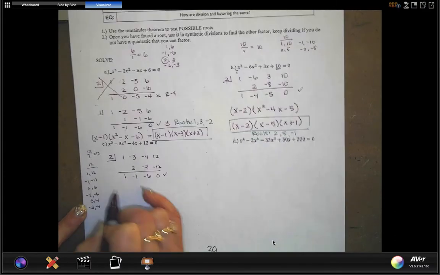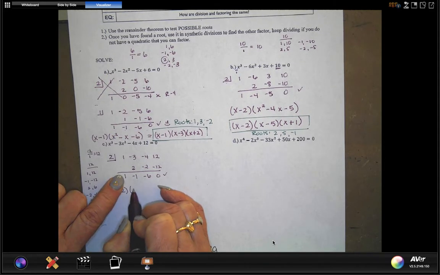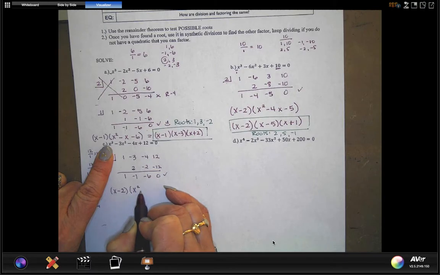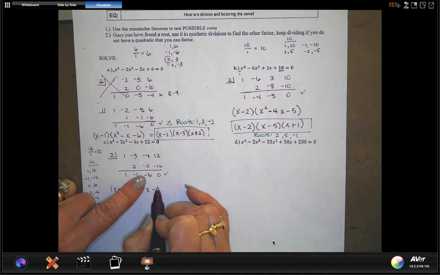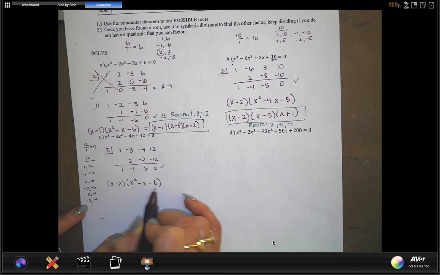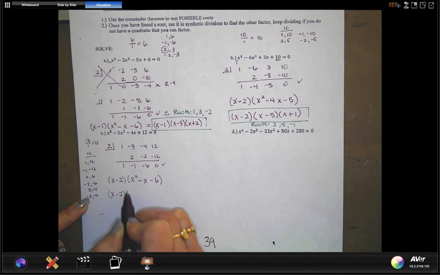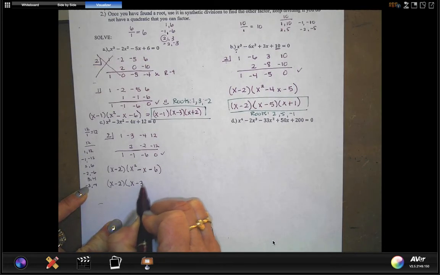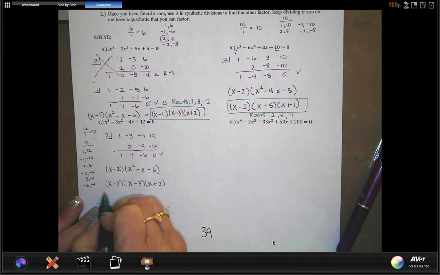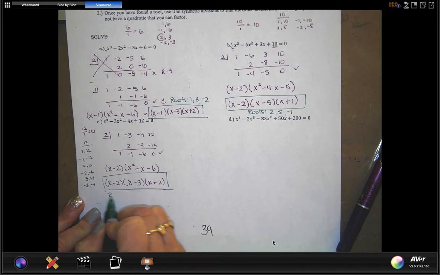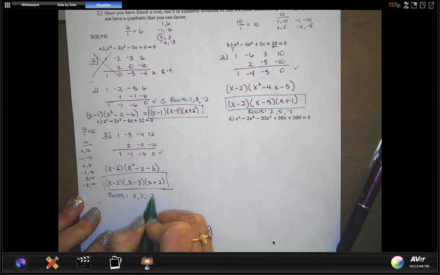So that worked. So I have x, again, change the sign, minus 2. This was a cube, x squared minus x minus 6. But this again, it looks just like that one up here, so I can keep factoring. X minus 3, x plus 2. So this one, my roots are 3, 2, negative 2.